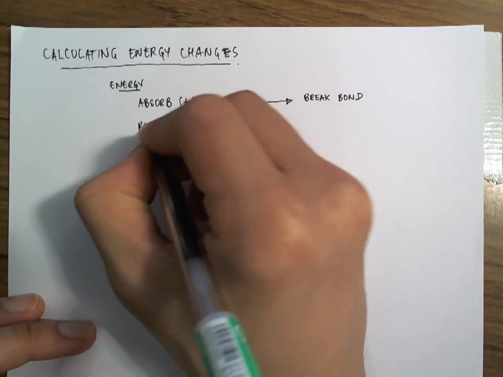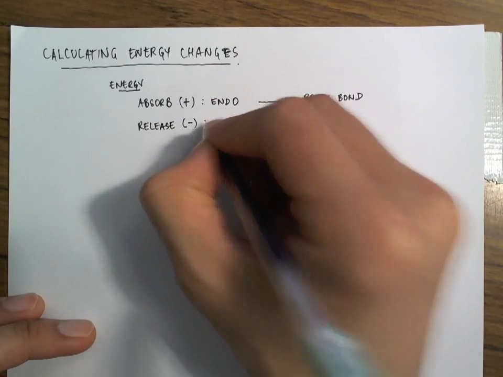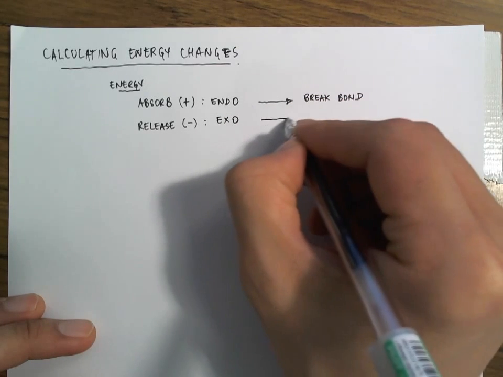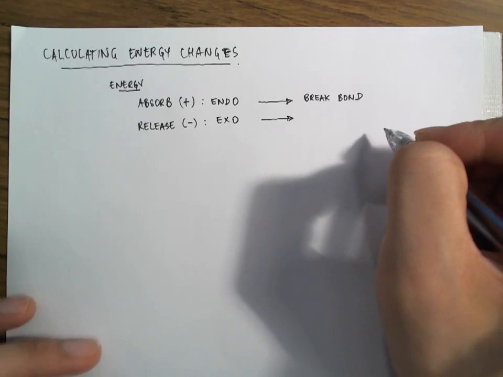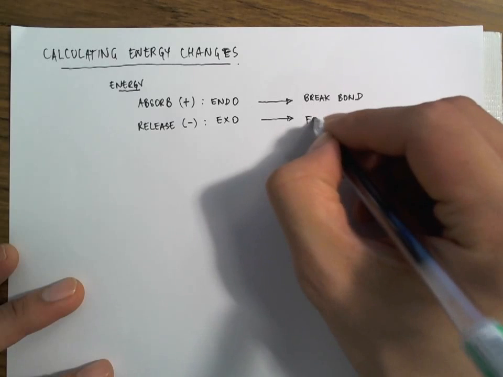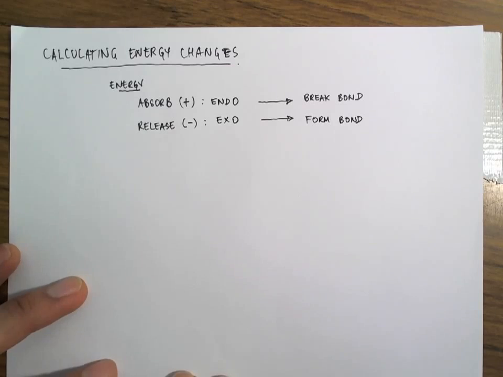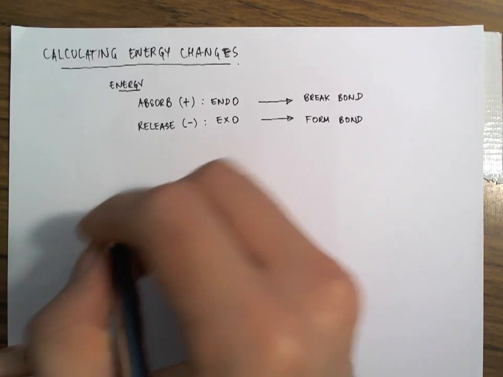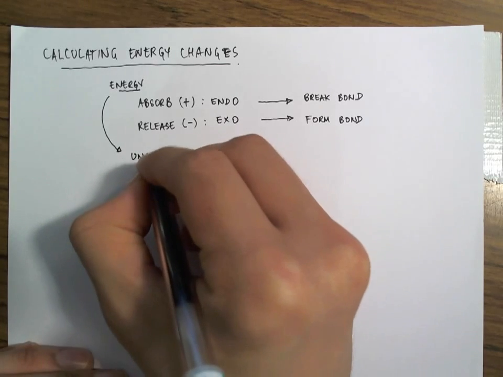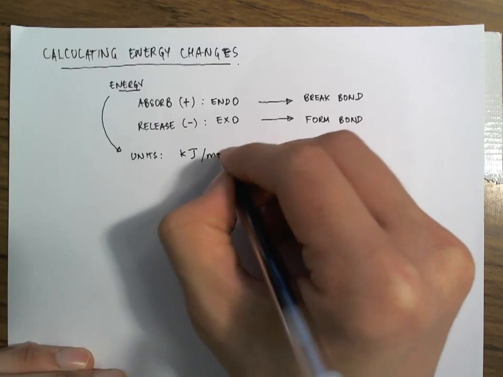And when energy is released, we denote that using a minus sign, and release of energy is defined as exothermic, and energy is released when bonds kind of snap together, when atoms snap together to form bonds. So bond formation is an exothermic process, and the units for this energy is given in kilojoules per mole.